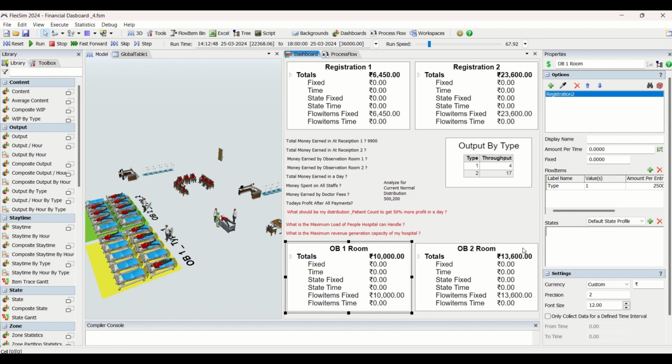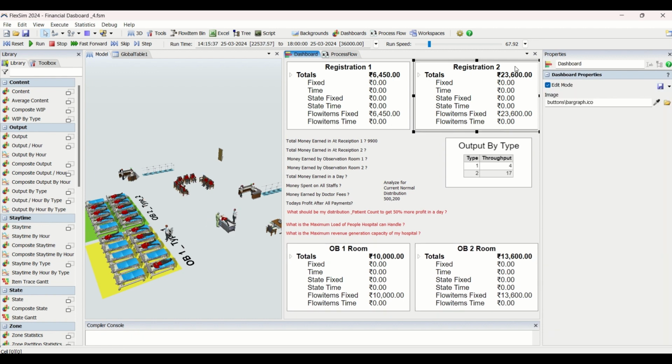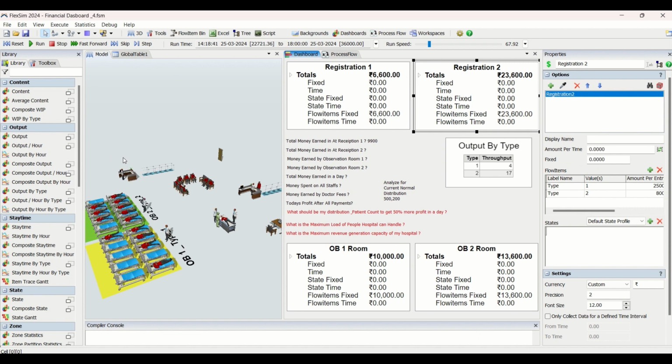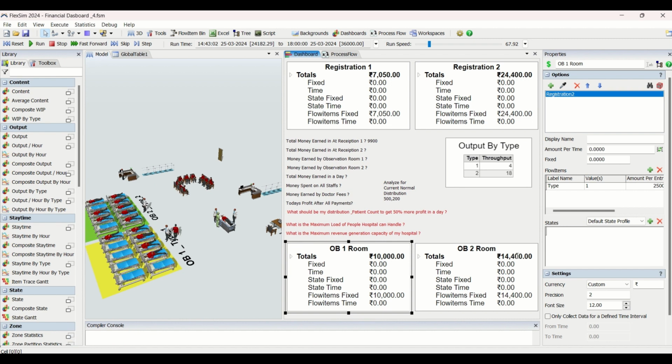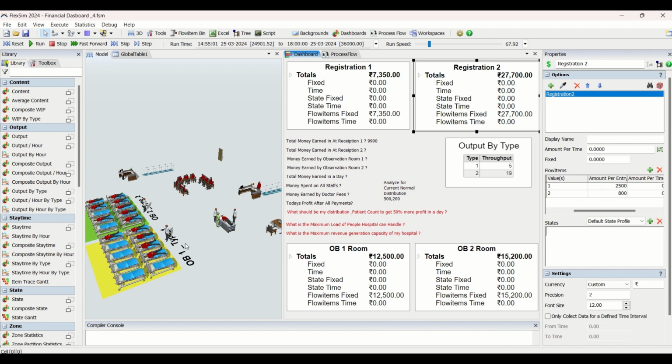Now our question is to find out the earnings of observation room 1 and observation room 2. If you look at the total collection at the end of registration, we have 2 registrations, one at the start and one at the time of discharge. Registration 2 has a total collection of 24,400 rupees. Observation 1 has generated a revenue of 10,000, whereas observation 2 has generated a revenue of 14,400. If you visited our video 1, you might know there were different rates for observation 1 and 2.